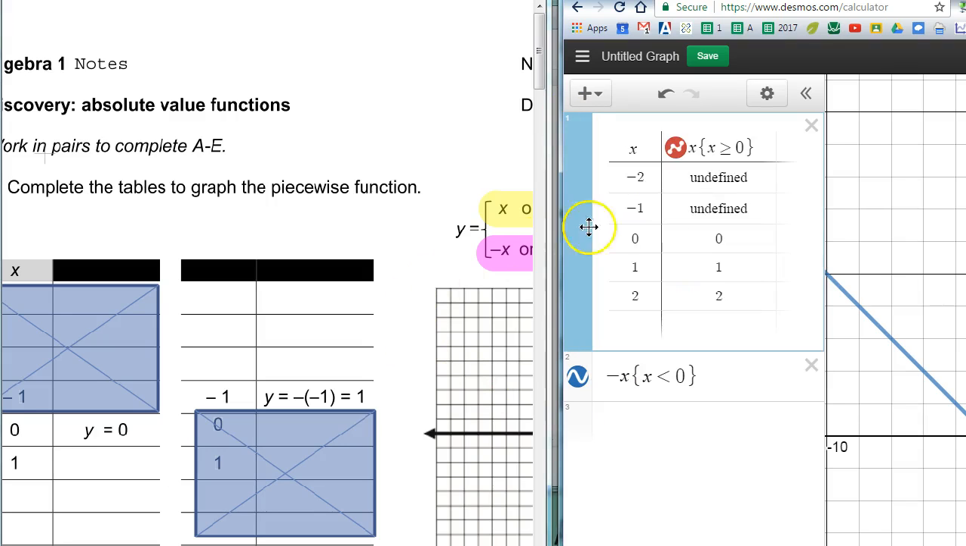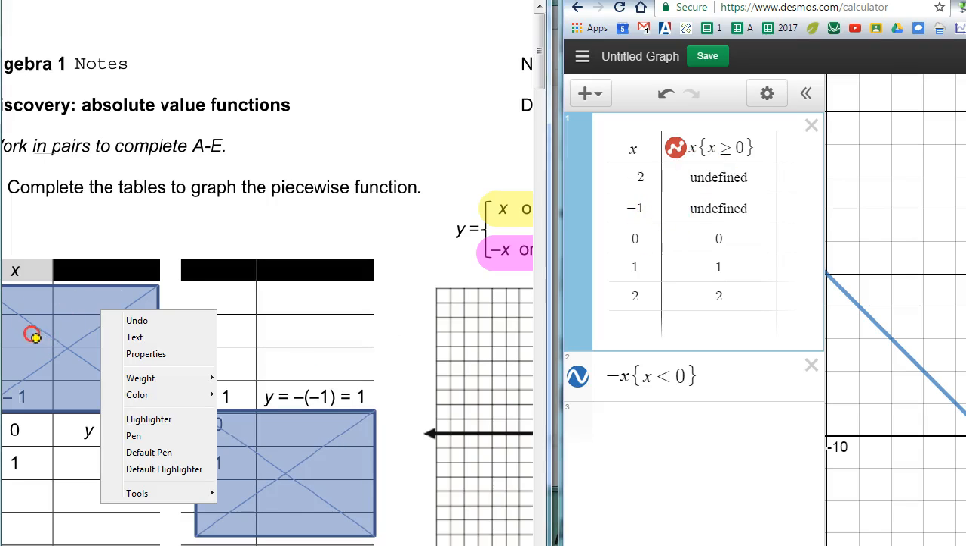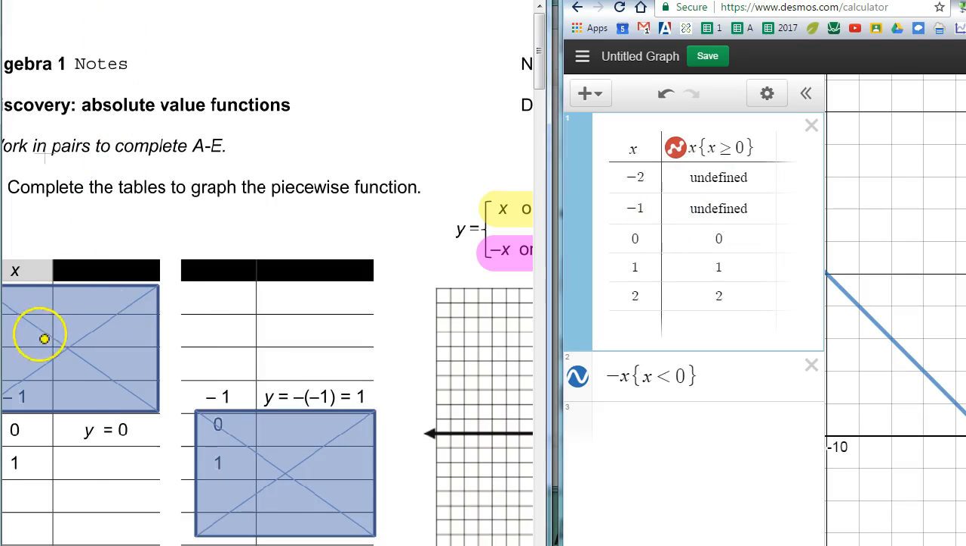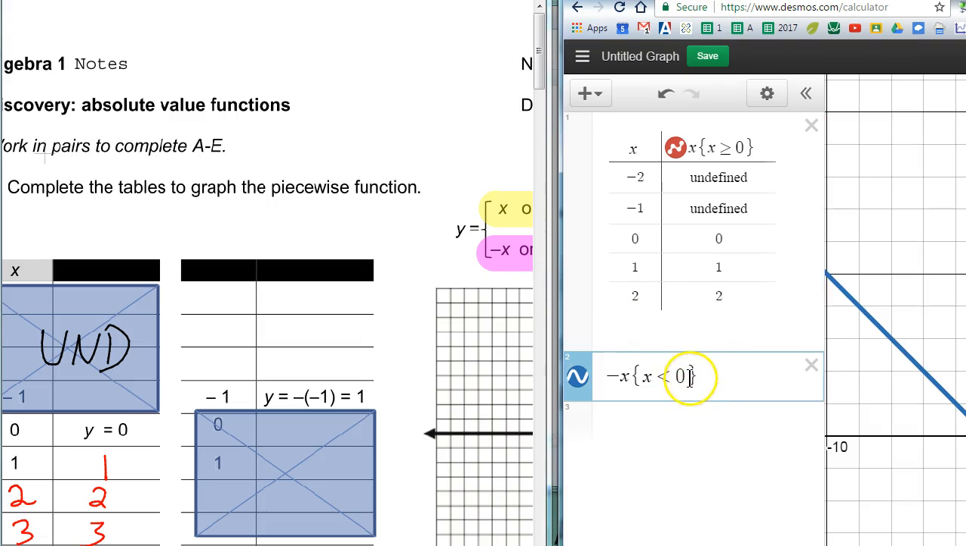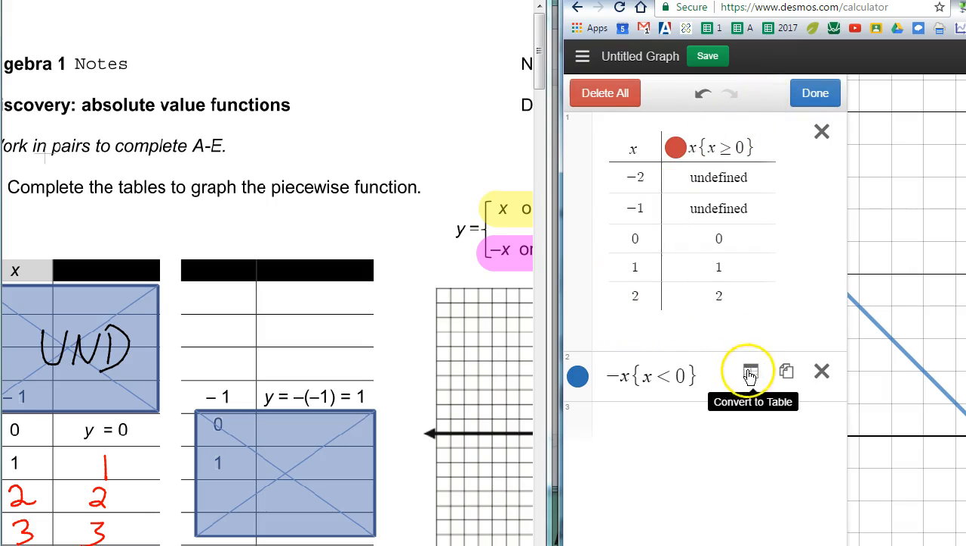Now, as you can see, oops, it's undefined, right? Just like right here, these are undefined. Okay. But down below, 0, 0, 1, if you plug in 1, you get 1. Plug in 2, you get 2. Plug in 3, we get 3. And then same thing here for the one below. We can once again go to the gear and hit convert to table. And that'll give us that second table.